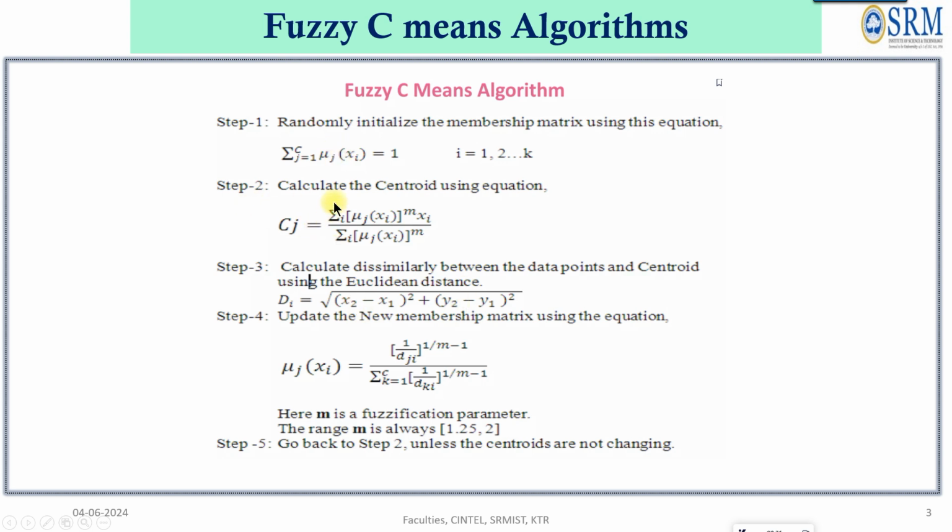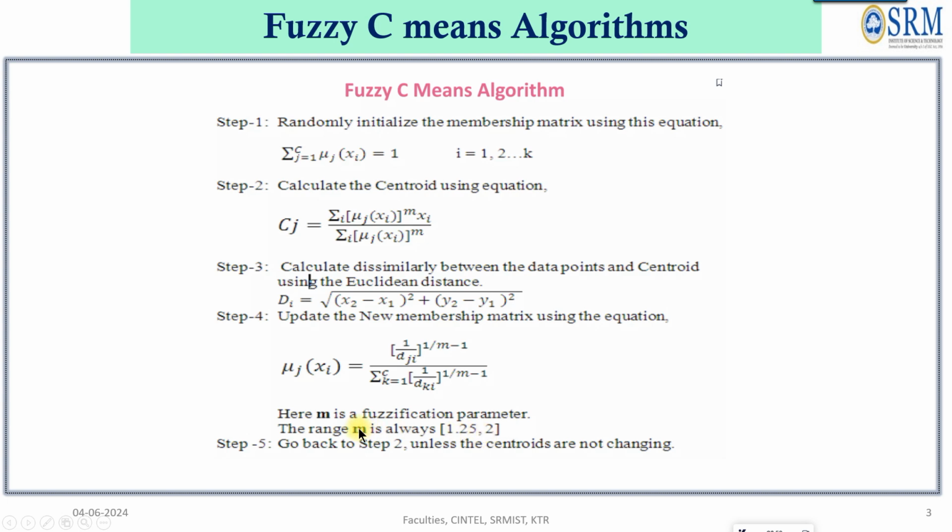The second step is to calculate the centroid using this particular equation: Cj is equal to the summation of mu i of xi, the whole power m, times xi. Here m is the membership or fuzzification parameter. Please note it down: m should range between 1.25 and 2. Within these two values only we are supposed to assign the m value.